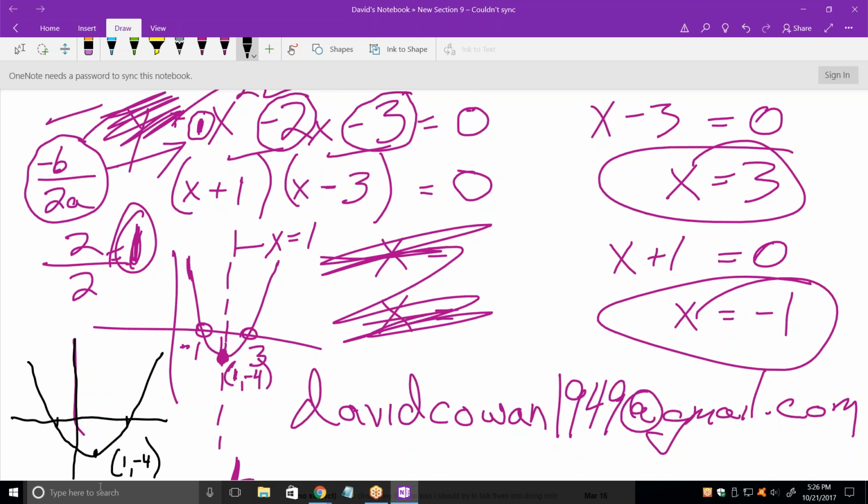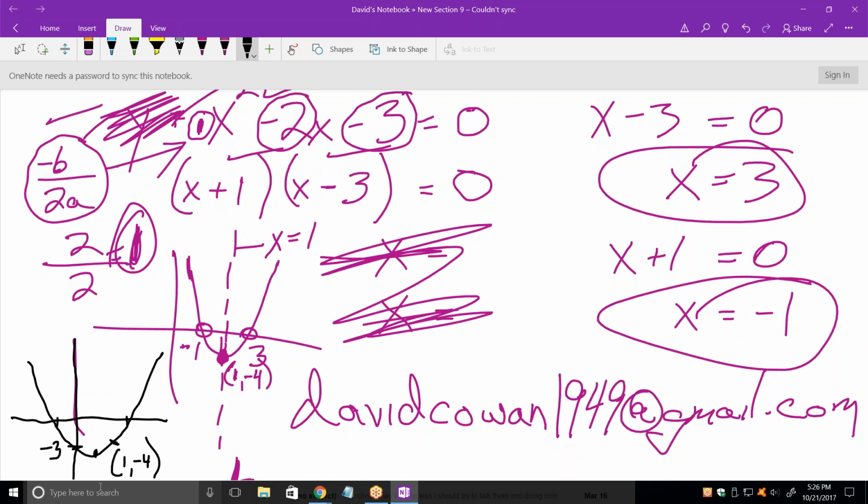But we do know another point here because we figured out the y-intercept. That y-intercept right there comes at -3, and that would allow me to figure out that point. So if they wanted 5 points, it'd be real easy to find that 5th point.